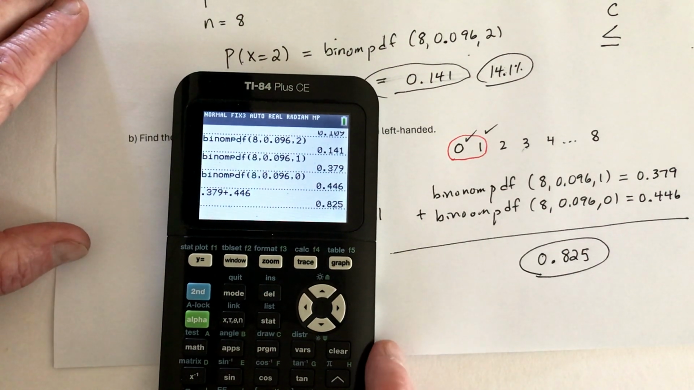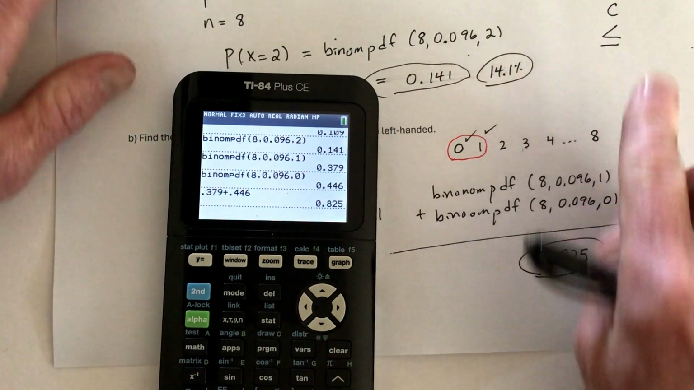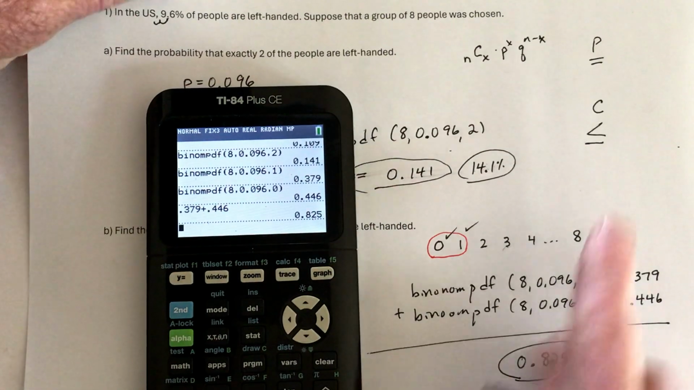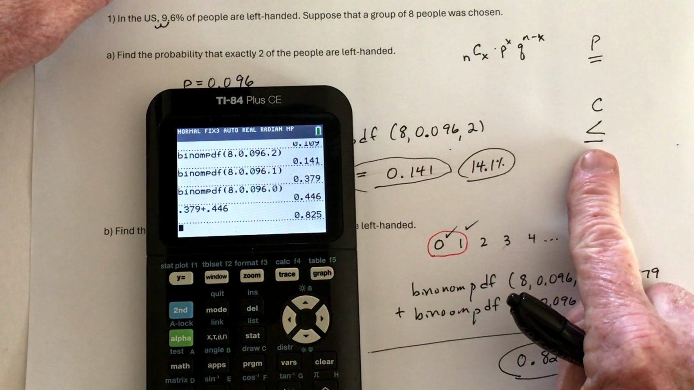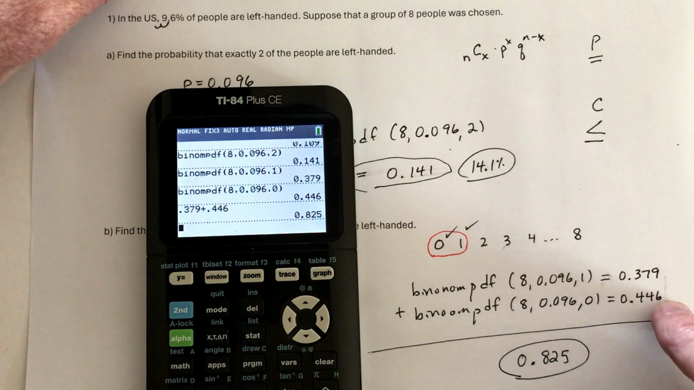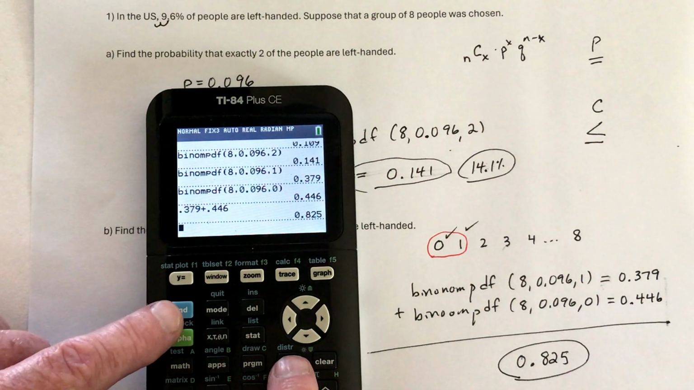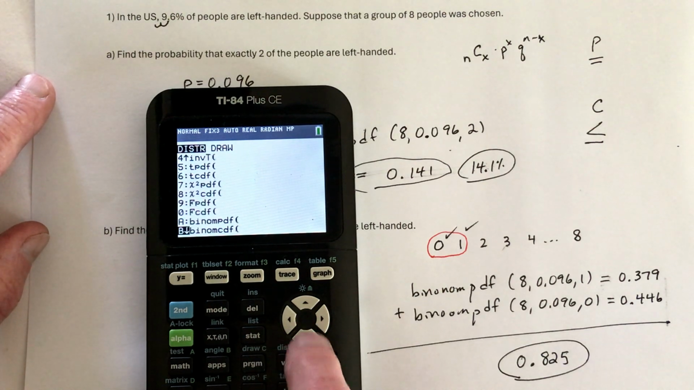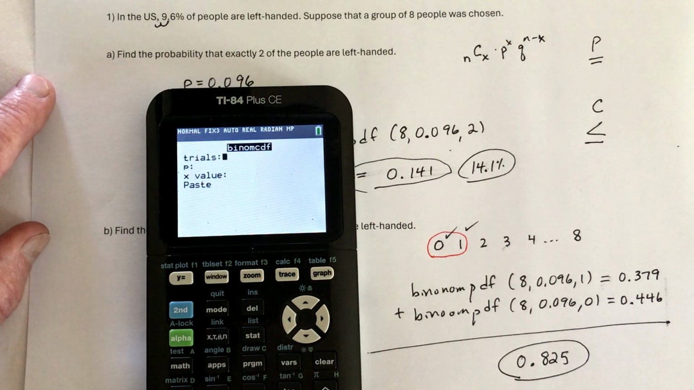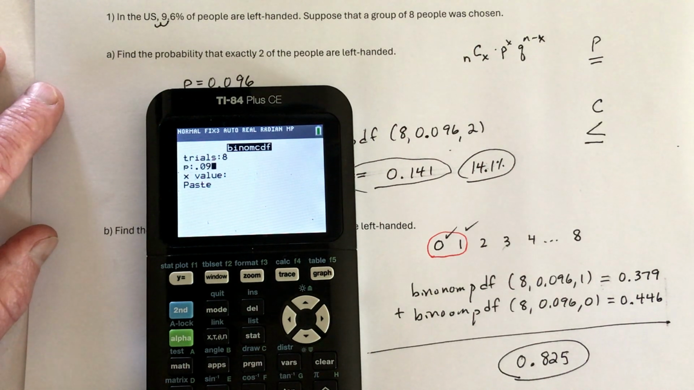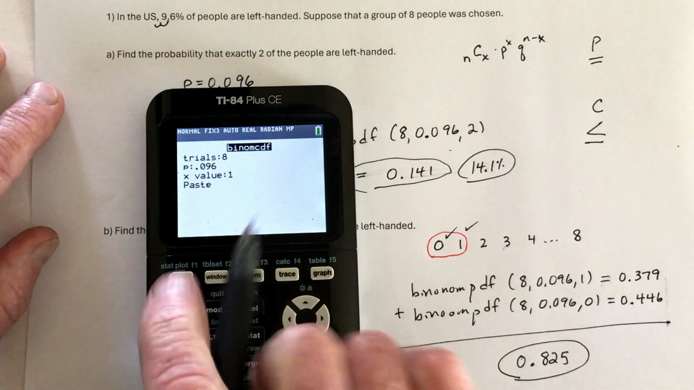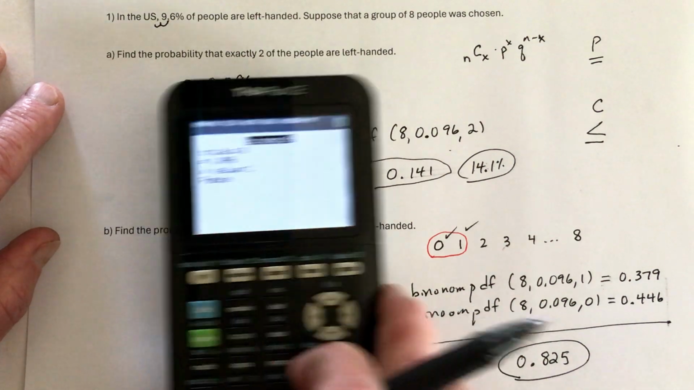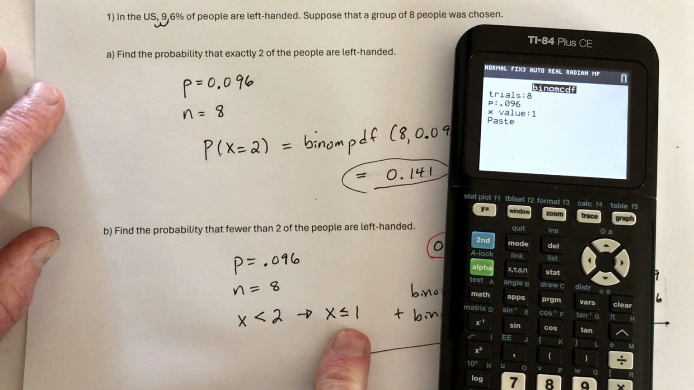Now let me show you a slightly different way to do it. Like I said, when it's a less than or equal, you can use the binomial CDF, and it will basically add these up for you. So I could have also done second distribution and gone down to the binomial CDF. The n is 8, the p is 0.096, and the x value is 1. Because of that C right there, that means less than or equal to 1.